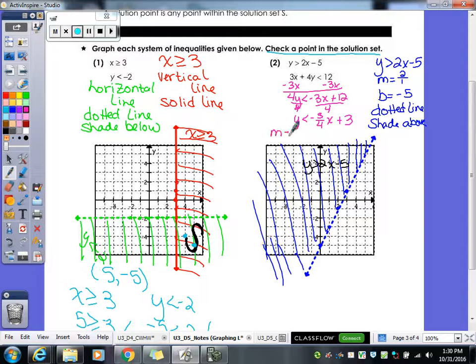So our slope is negative 3/4. What's our b? 3. What kind of line? Solid or dotted? Dotted again. Dotted line. And will we shade above or below? This one we're going to shade below. Down 3. This one you're going to have to work backwards to get 3 points at least so we can get a nice accurate line.